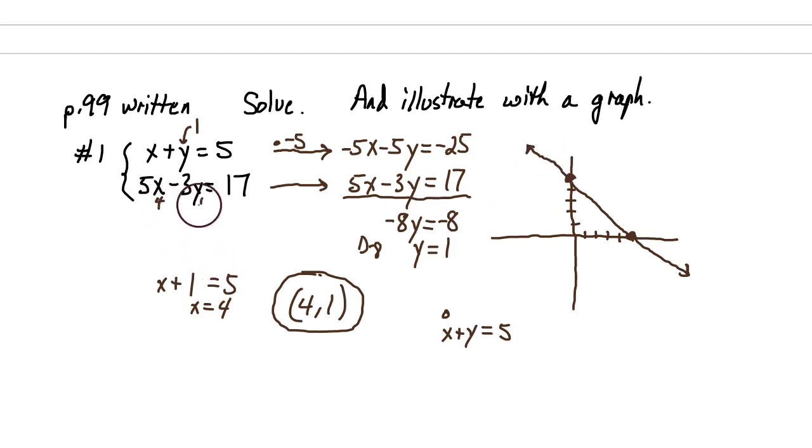Now let's graph this second equation. We can find its graph by finding its intercepts. If we fill in 0 for y, we get 5x is equal to 17. And when you divide both sides by 5, we get 17/5. As a mixed number, this is 3 2/5. So on the x-axis, here's 3 and an extra 2/5.